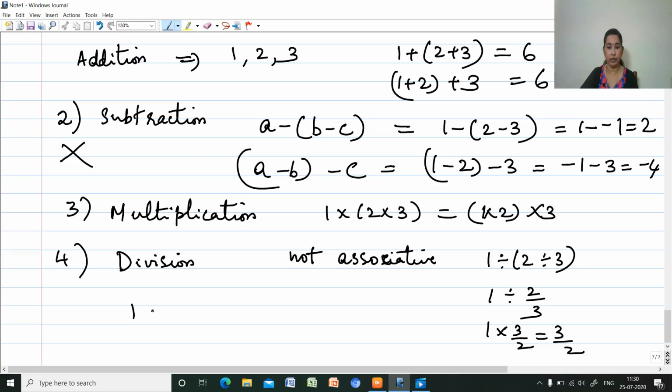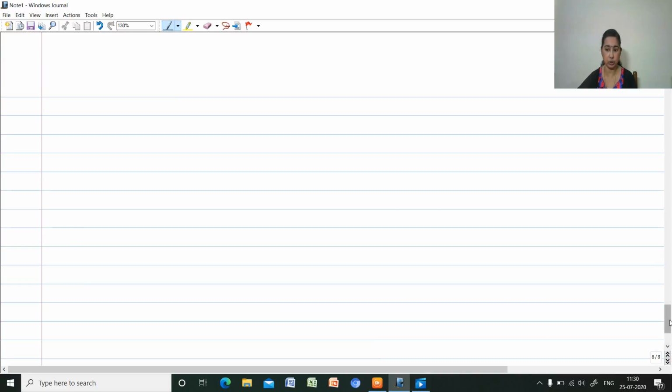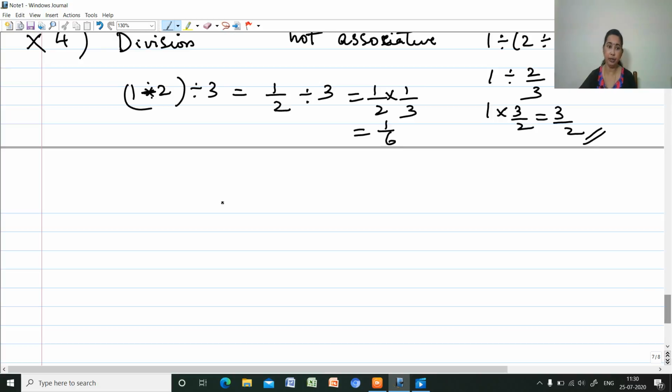Whereas 1 divided by 2 divided by 3 is 1 by 2 divided by 3, or that is 1 by 2 into 1 by 3, that is 1 by 6. So both the cases it is different. So you can see that division is not associative in the case of whole numbers. So subtraction and division are not associative in the case of whole numbers. Then we'll check for integers.